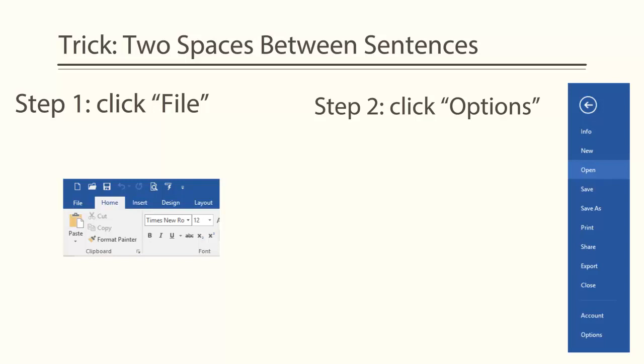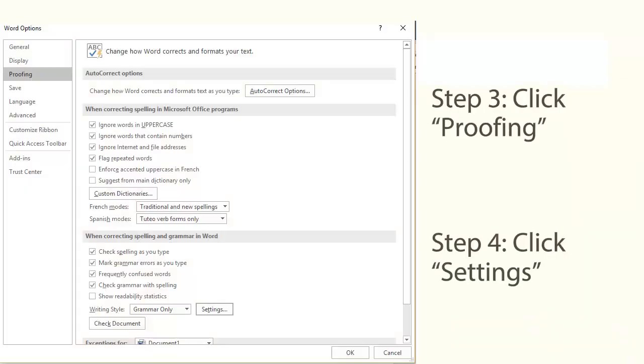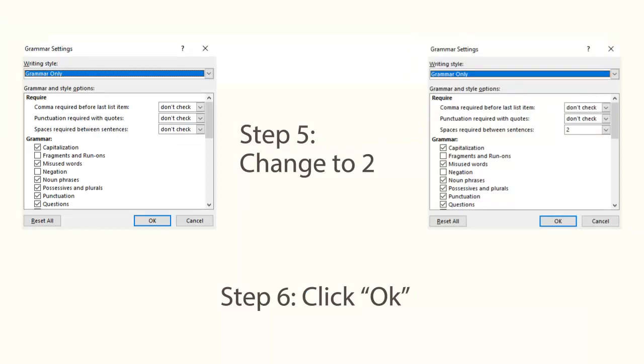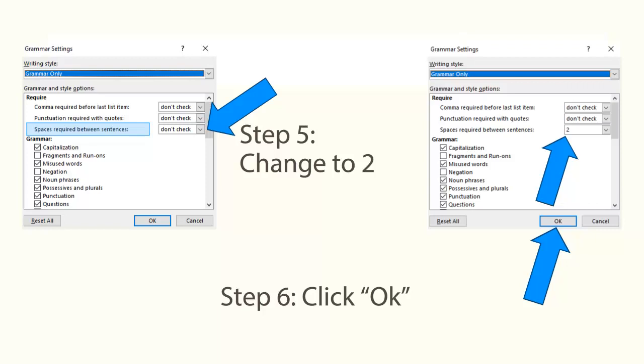The way to alter this setting is open Microsoft Word and then click on the File tab at the top left. Then click on Options near the bottom. Then you will click Proofing on the left side and then Settings next to the writing style. The default setting of checking the spaces required between sentences is usually Don't Check. Click on the drop-down and change this to the number 2, and then click OK.